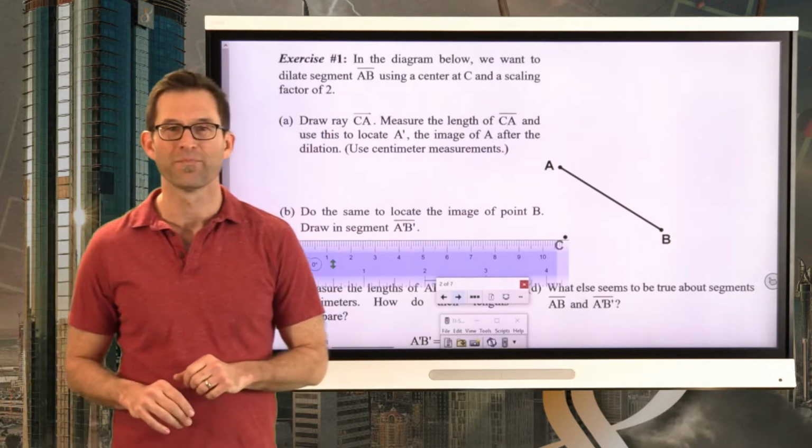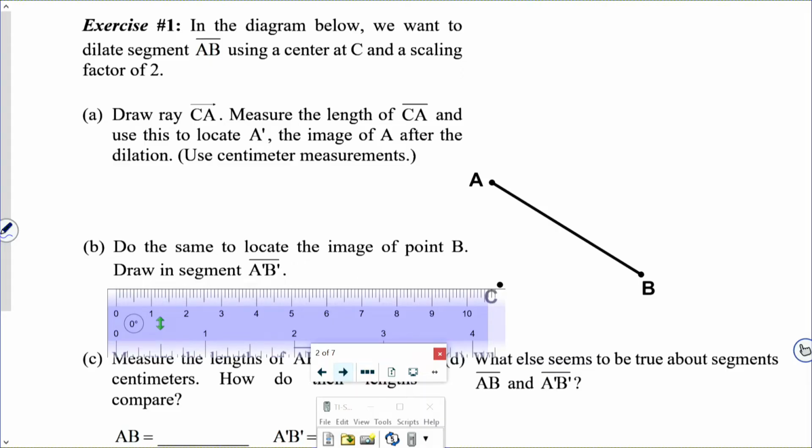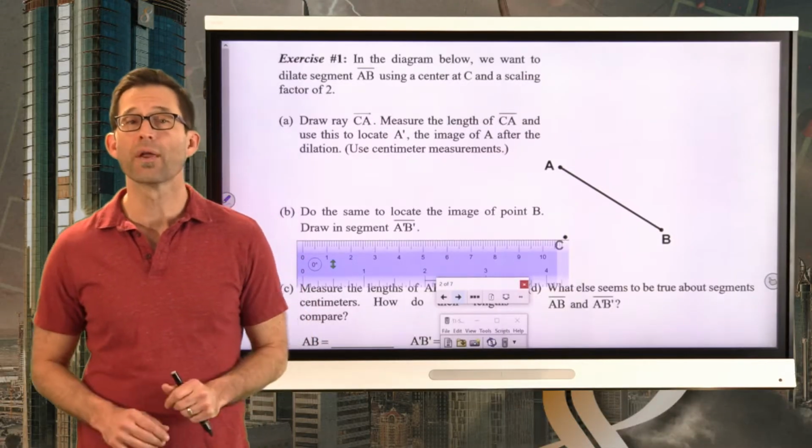Exercise number 1. In the diagram below, we want to dilate segment AB using a center at C and a scaling factor of 2. Letter A asks us to draw ray CA, measure the length of segment CA, and use this to locate A prime, the image of A after the dilation. Use centimeter measurements.